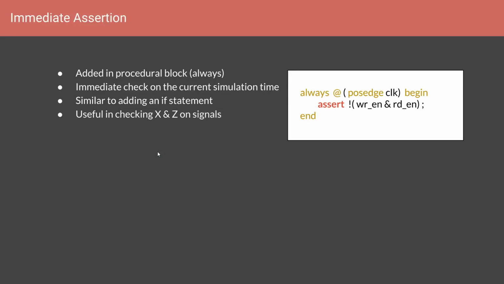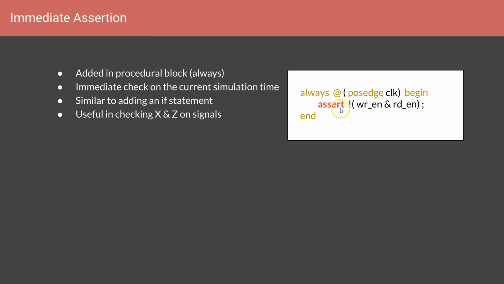An immediate assertion is added to the code by using the assert keyword followed by the statement or the expression of the assertion. So here is an example: assert not (write enable and read enable). This statement tells that at any point in time, both write enable and read enable should not be high together when there is a positive edge of clock.